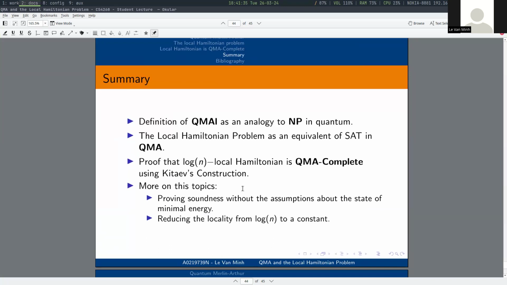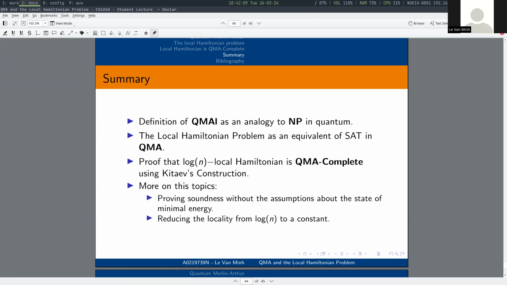For the summary of this lecture, we have defined QMA as an analogy to NP in quantum computing, and the local Hamiltonian problem as an equivalent of SAT in QMA. We have proven that log n local Hamiltonian is QMA complete using the Kitaev construction.